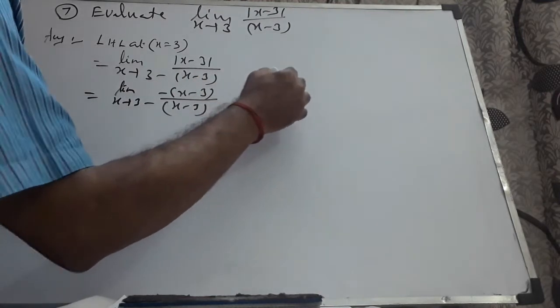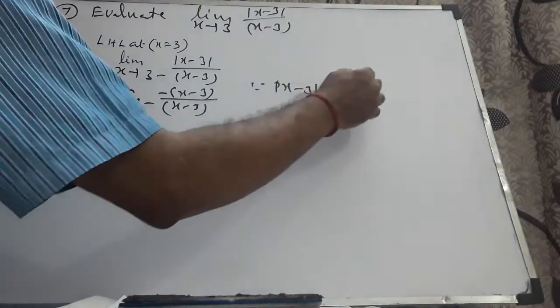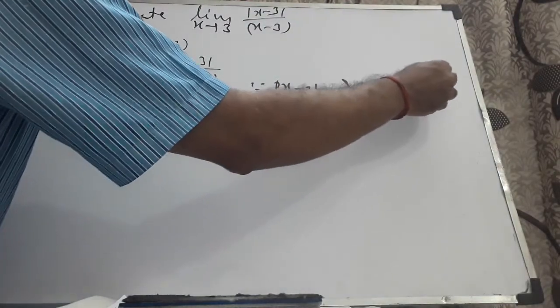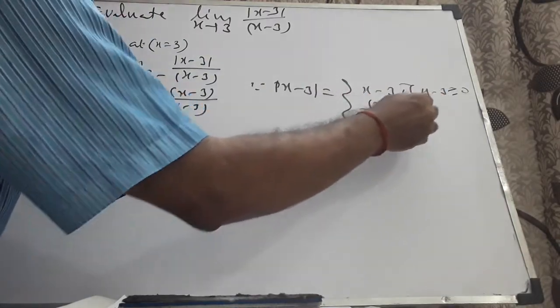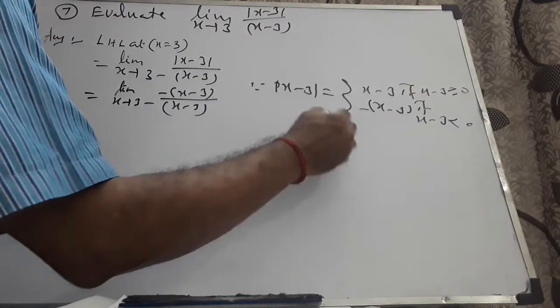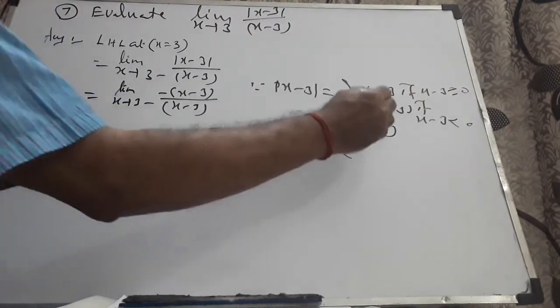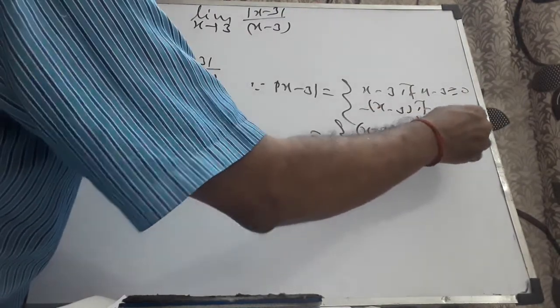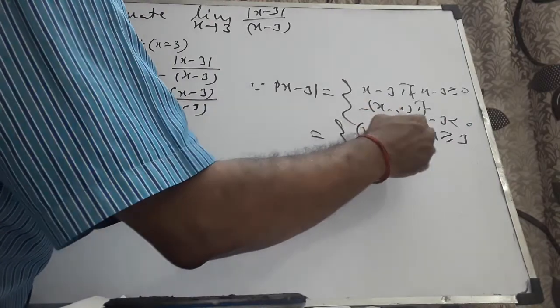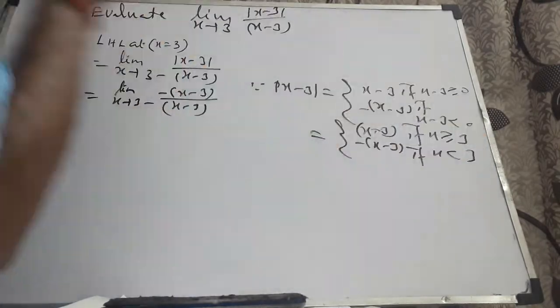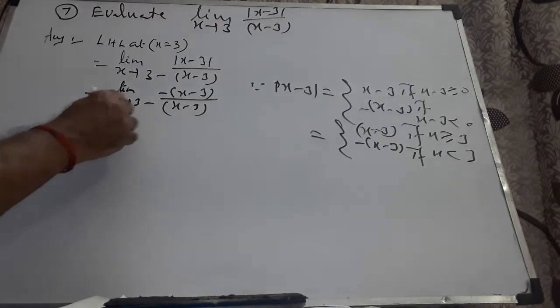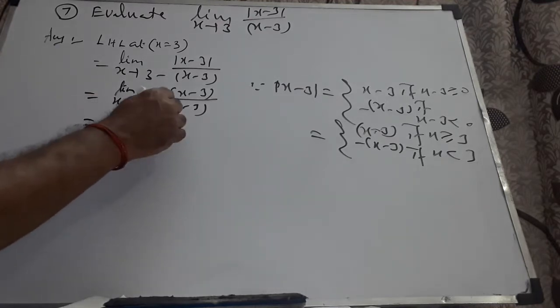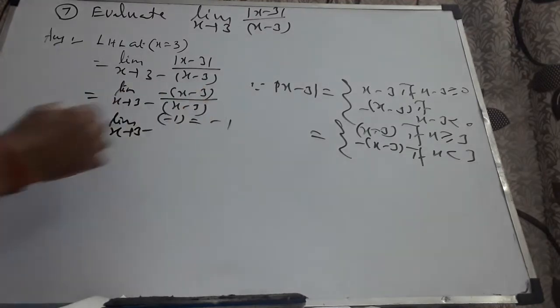Since mod x minus 3 is equal to x minus 3 if x minus 3 is greater than or equal to 0, and minus of x minus 3 if x minus 3 is less than 0. Therefore, this will be x minus 3 if x is greater than or equal to 3, and minus of x minus 3 if x is less than 3. Therefore, x tends to 3 minus means x is a value below 3. Therefore, this will be reduced to limit x tends to 3 minus of minus 1, which is minus 1.